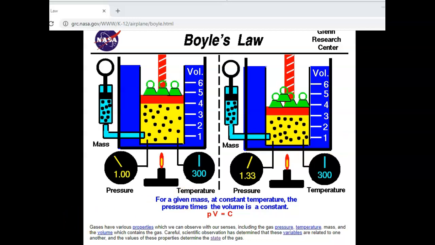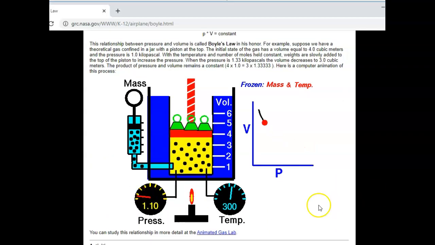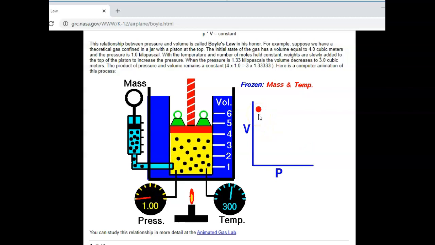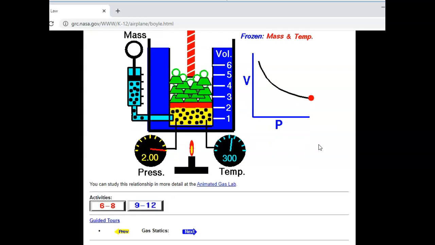If we scroll down in this illustration, we can see this illustrated. So as the volume increases, pressure decreases. As the volume decreases, pressure increases.